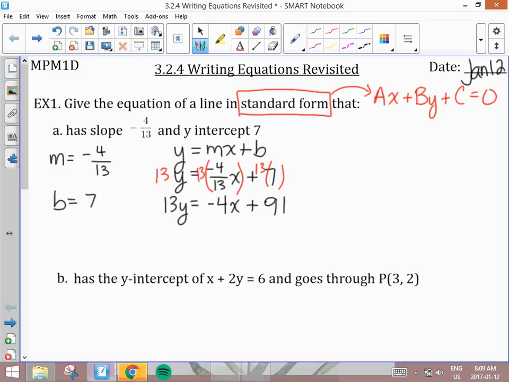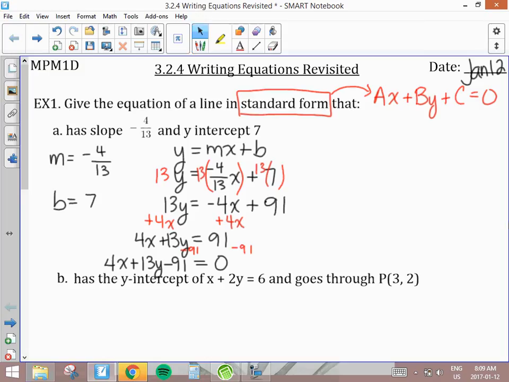Now I'm going to start to move everything across the equal sign so that it equals 0. Because the -4x is negative and I need it to be positive, I'm going to move that to the other side so that I get a positive 4x. I want my x term to come first, so I put it at the front. And then finally, I need to move the 91 over, so I'm going to subtract 91 from both sides. I end up with 4x plus 13y minus 91 equals 0. And that's what I wanted, that equals 0. So that is my final answer.